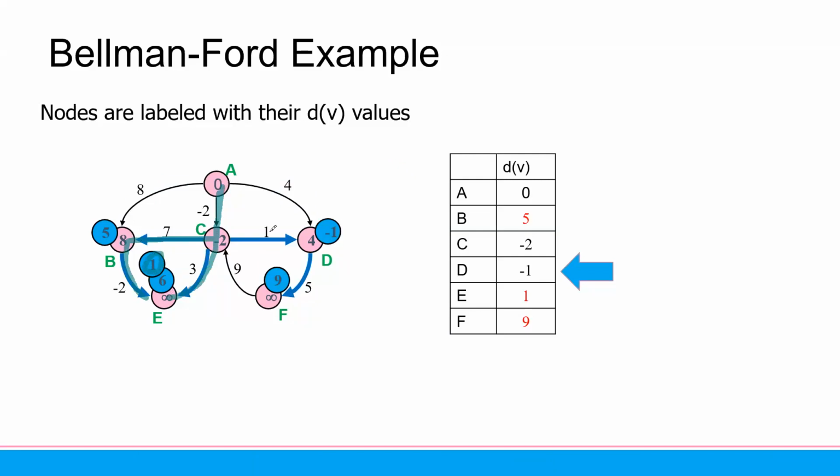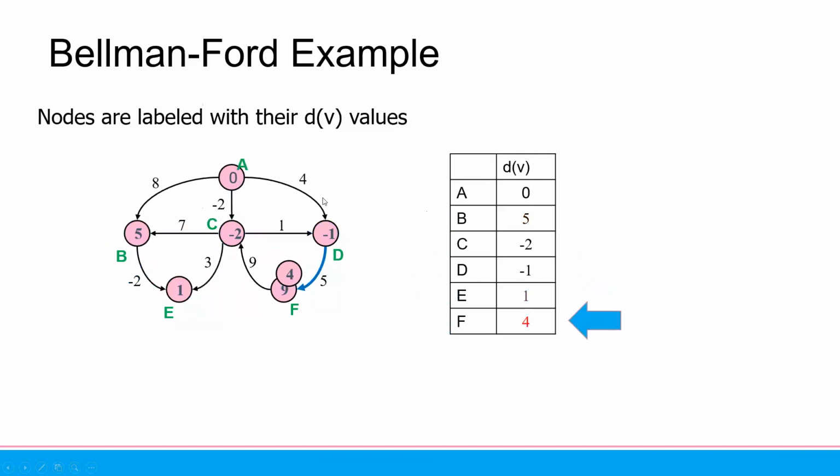So from this one, we put all the distances again. Now B equals 5, C is still minus 2, and D has been updated to minus 1, E has been updated to 1, and F is still 9. The next minimum is 1, so we will go to the next.